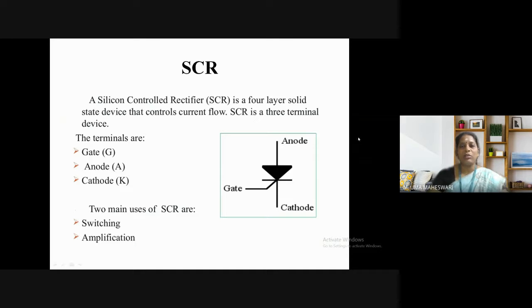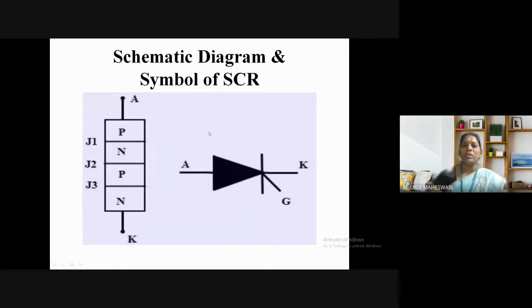A silicon controlled rectifier is a 4-layer device, and it has 3 terminals: anode, cathode, and gate. These terminals are represented by symbols like this: G for the gate terminal, A for the anode terminal, and K for the cathode terminal. The main application is as a switch, and it is also used as an amplifier and a rectifier. These are the main applications of SCR. Now this is the schematic diagram and symbol of SCR.